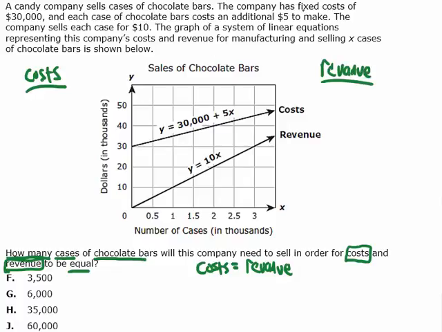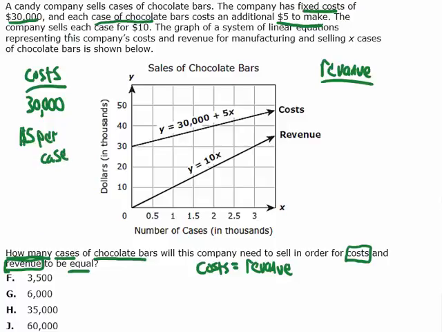So the company has a fixed cost of $30,000. Now, a fixed cost means that the cost is only once. They're charged it, that's it. So we know that $30,000 is a cost, but it's fixed. It doesn't ever go up, doesn't ever go down. And each case of chocolate bars costs an additional $5 to make. So each case, $5 to make, so it's $5 per case.